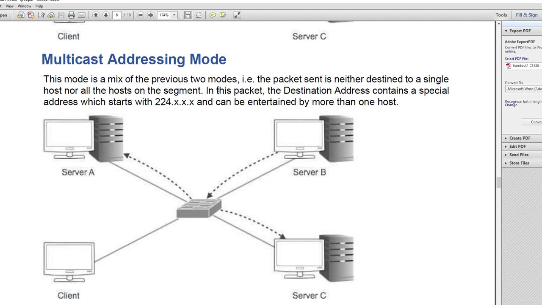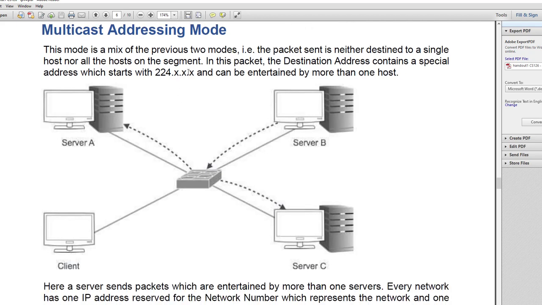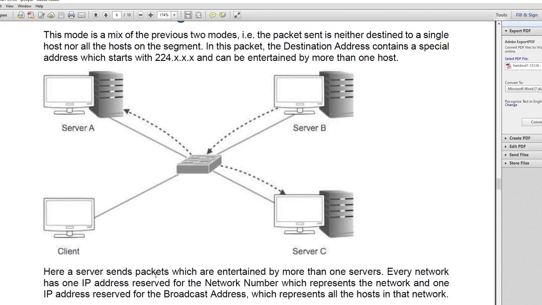Next is the multicast addressing mode. This mode is a mix of the previous two modes, the unicast and the broadcast. In this packet, the destination address contains a special address that starts with 224.x.x.x and can be entertained by more than one host. So a client sends, and there's a combination already of the unicast and the broadcast addressing modes. Here, the server sends packets which are entertained by more than one server.